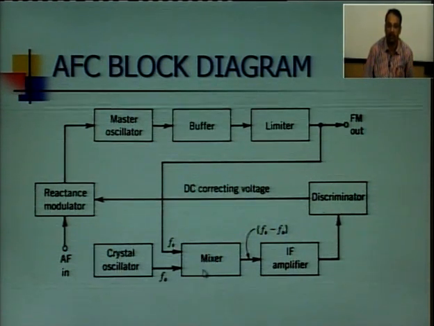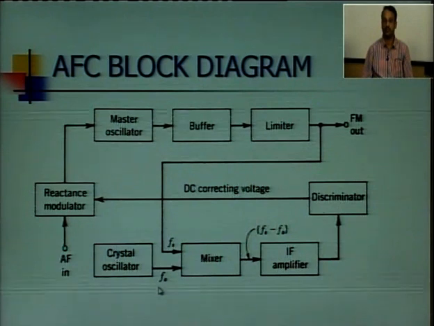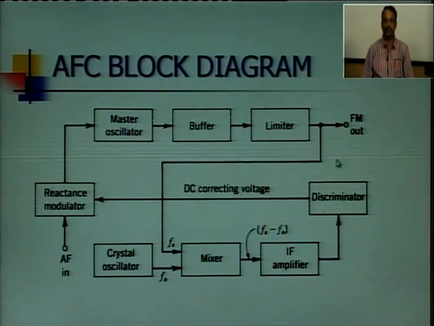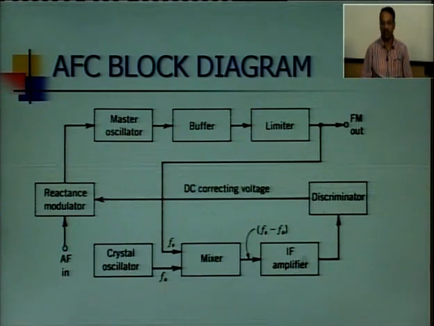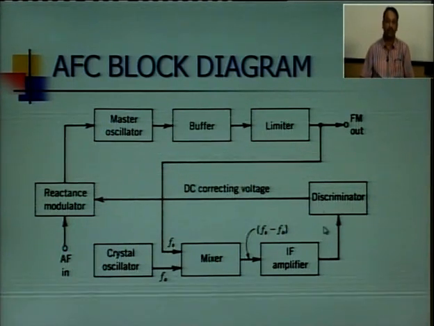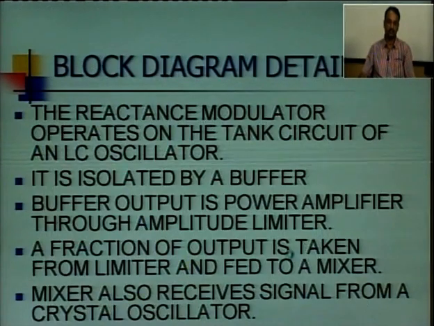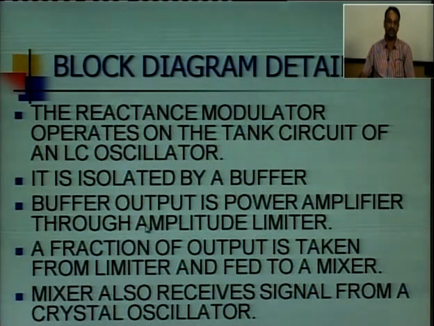This FM output is applied to a mixer where it is compared with the crystal oscillator frequency, and we get a difference term, that is fs minus fo. fs is the FM output, fo is the crystal oscillator output. This frequency is known as the intermediate frequency. It is amplified and applied to a discriminator. A discriminator is a device which gives a voltage output depending upon the frequency. So, it is a frequency to voltage converter, and this DC correcting voltage we get from the discriminator is applied to the reactance modulator to correct any drift in the frequency.